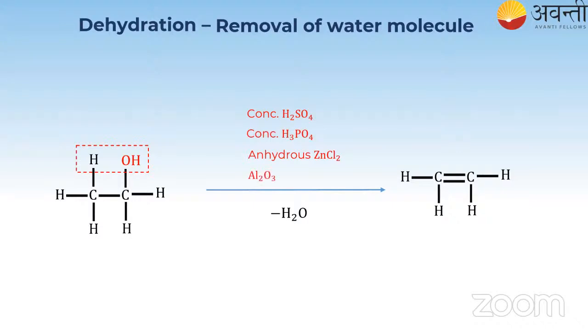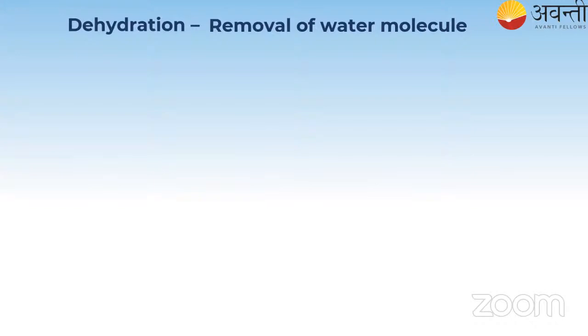You don't have to use all the 4 reagents at the same time. You can use any one among these. All the 4 are used to remove the water from the alcohol. Clear for all of you? So all the 4 are examples of dehydrating agents. So use any one and remove the water from the alcohol to get an alkene. Got it? Now we will go with some more reactions of this dehydration.